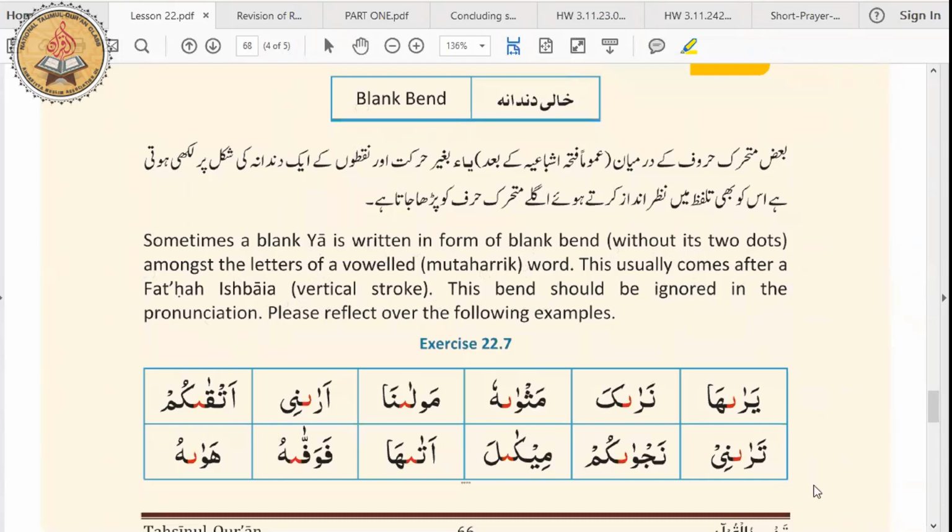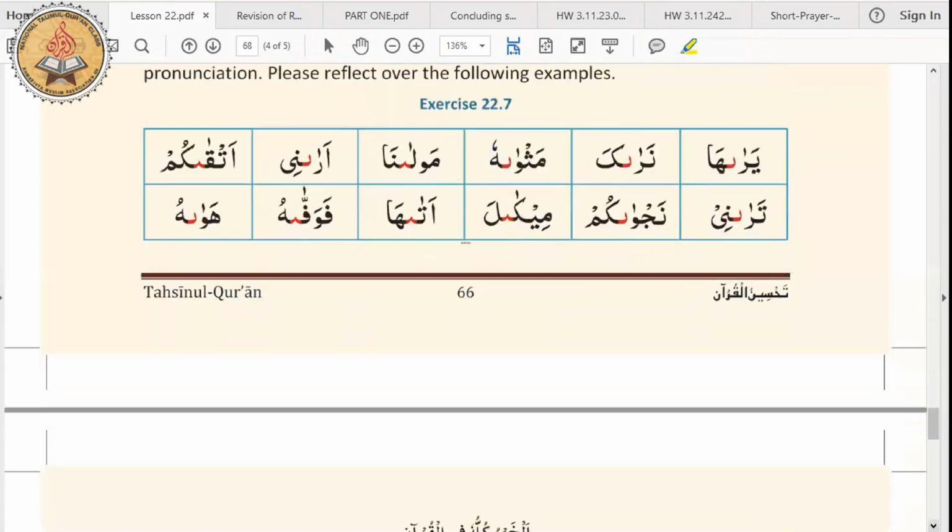So, A1163, can you try this one? How do we read it? Yaraha. Well done. So this is a blank bend, which is when a ya comes without a stroke, without dots. So we are not including it in our recitation. Well done. How do we read this one?